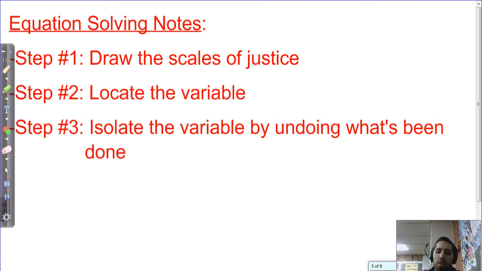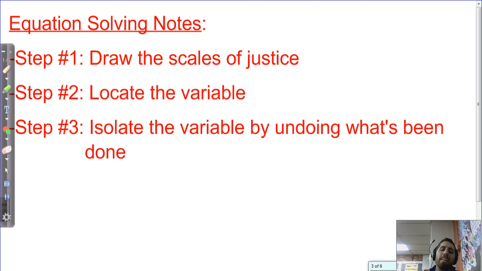Step number 2 is to locate the variable, because what we're trying to do is get that variable, that X box, just to balance with something. That way, without lifting it up, we'll know what it's equal to. We'll know what it's hiding. We'll know the value in the X box if we can get it to balance with something, because they must be equivalent.